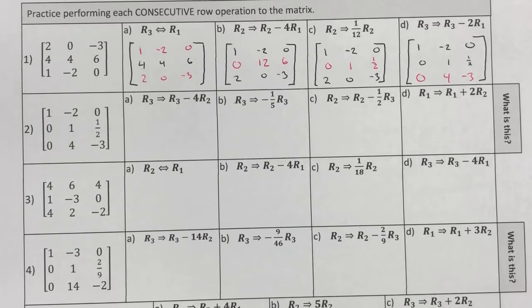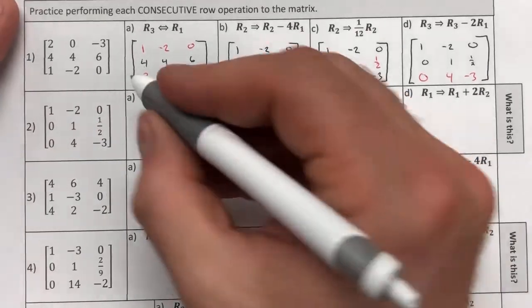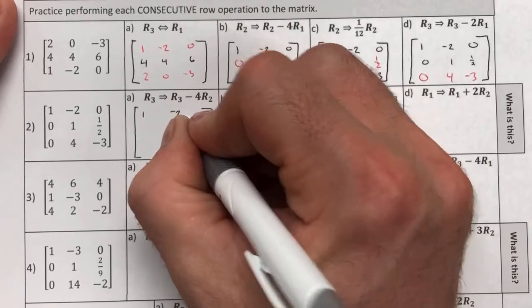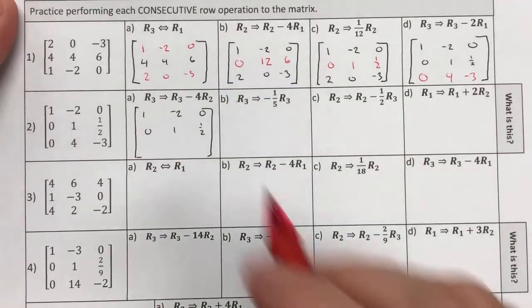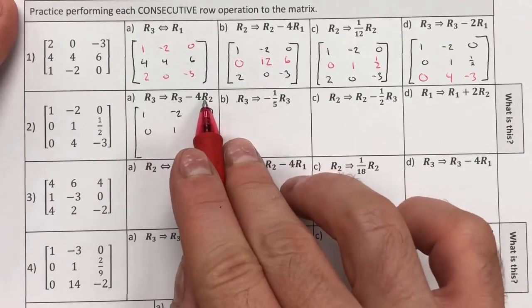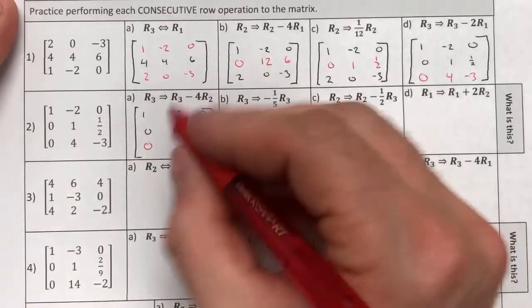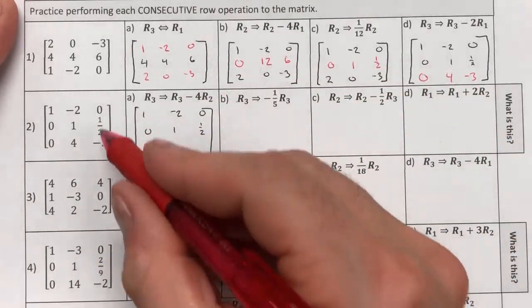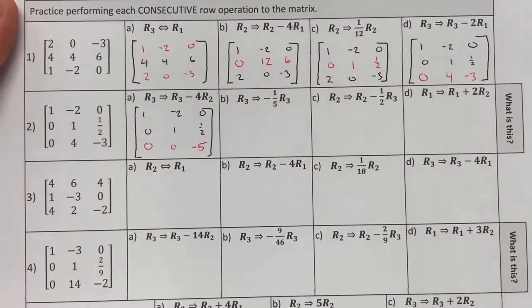Okay. So let's take a look at what's going on. So if I take this and I'm replacing row 3, I'm going to go ahead and copy down row 1 and 2. 1, negative 2, 0, 0, 1, 1/2. I'm going to take row 3 and subtract 4 times the thing above it. 0 minus 4 zeros, 4 minus 4 ones, negative 3 minus 4 halves. 4 halves is 2, so negative 3 minus 2 is negative 5.